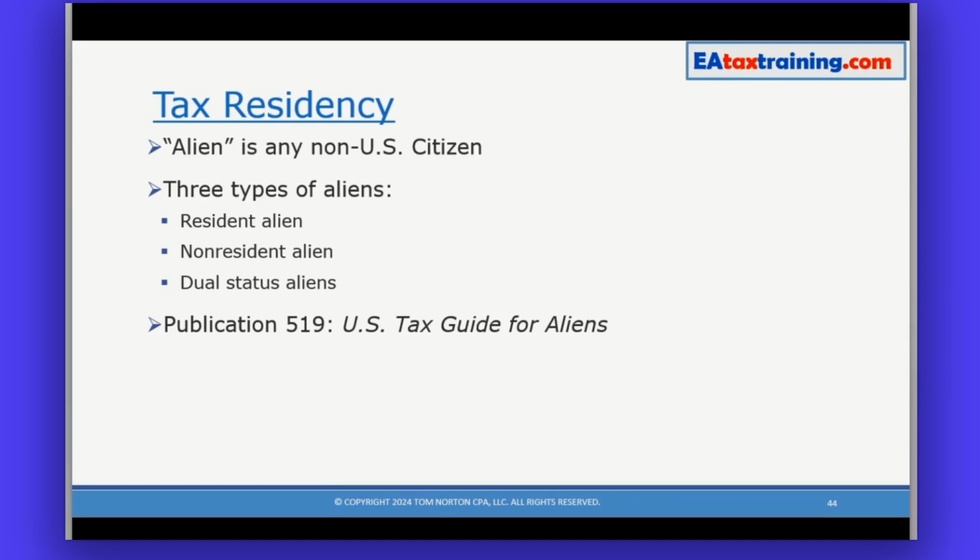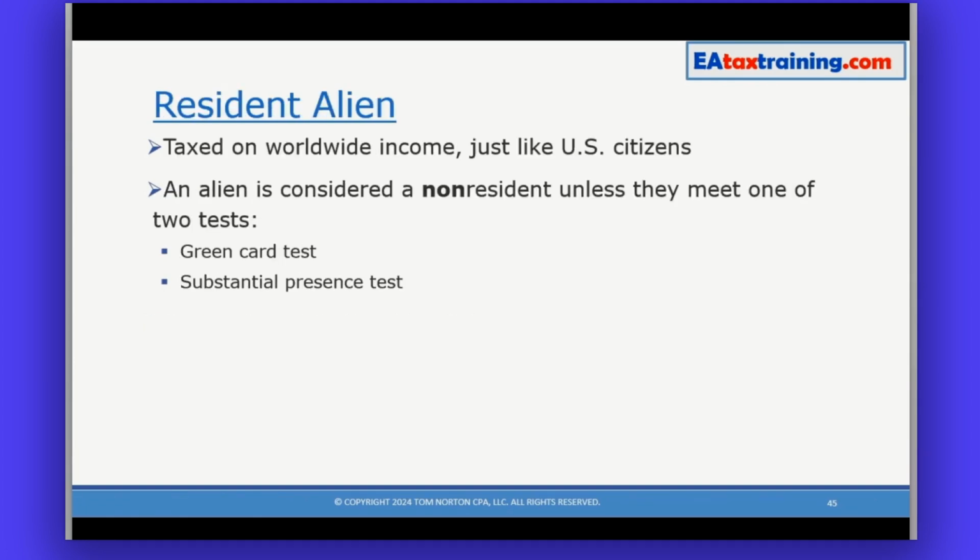And there is also a publication. This was listed on that slide back towards the beginning, but I'm going to list it again here for more information. If you're going to be dealing with this population a lot, then you're going to want to get publication 519, U.S. Tax Guide for Aliens, and study it, because there can be nuances beyond what we talk about here for purposes of the EA exam that you are going to want to be familiar with.